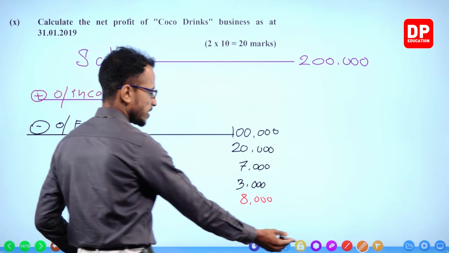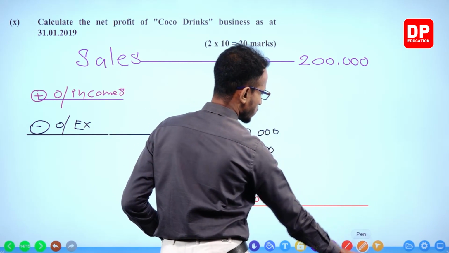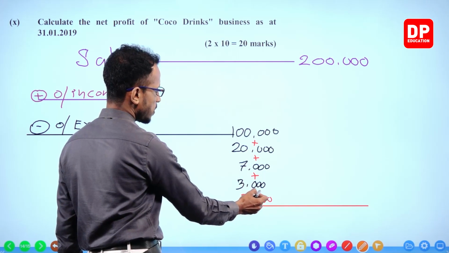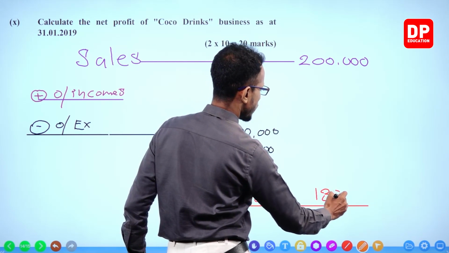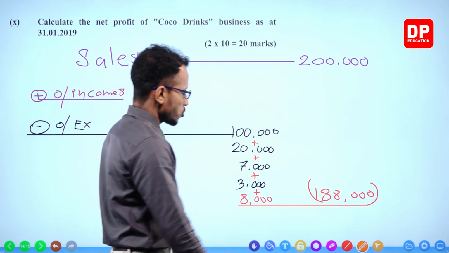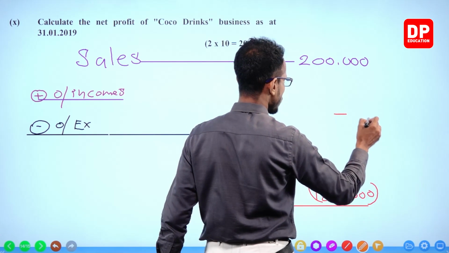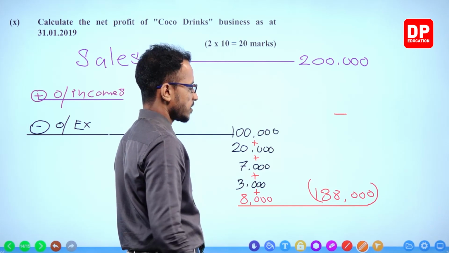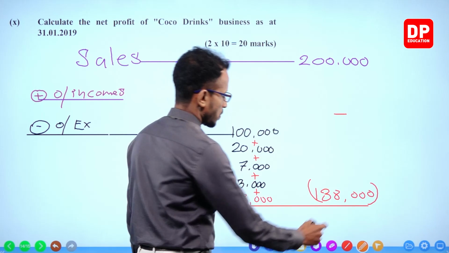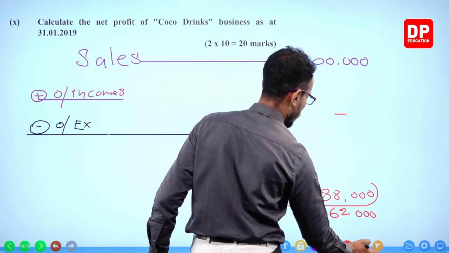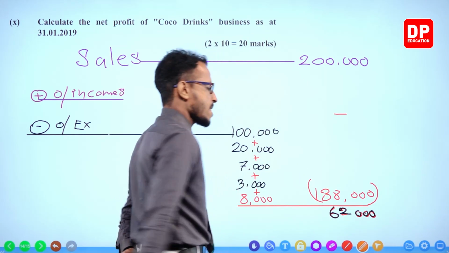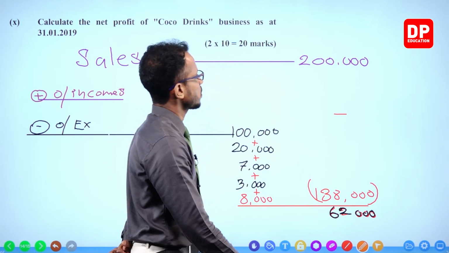Now take the total expenses, subtract from the incomes. 120,000, 127,000, 130,000, 138,000. 138,000 is the total expenses for the period. 200,000 minus 138,000. 62,000 is your answer. 62,000, that is the net profit of this business.